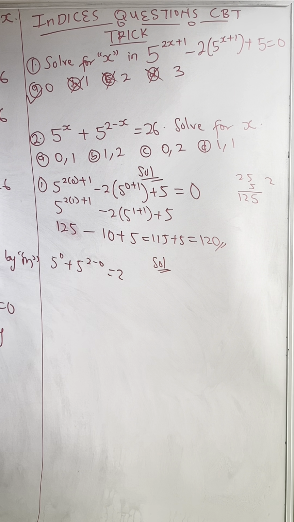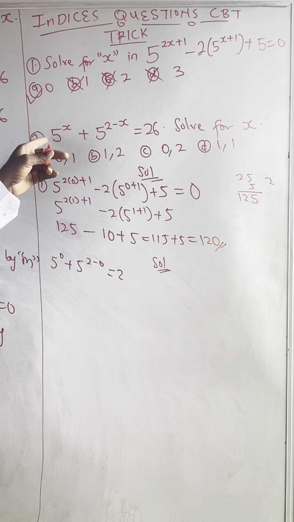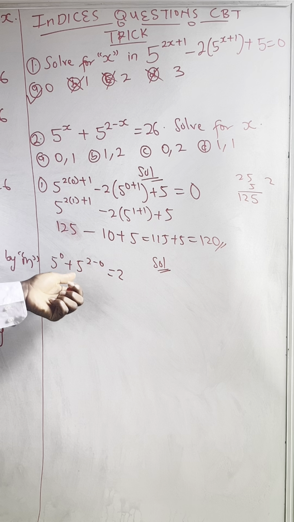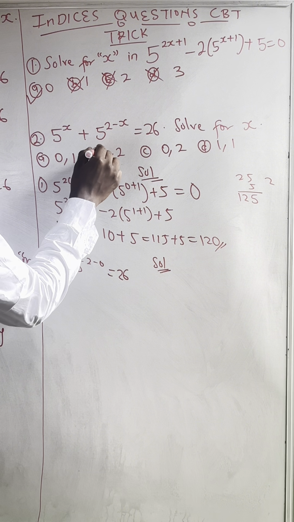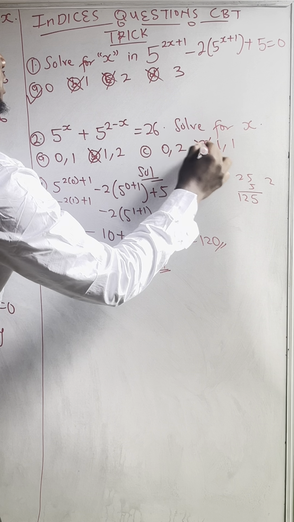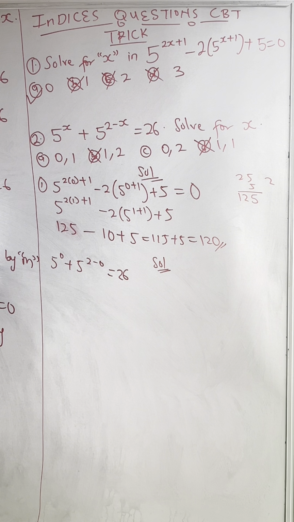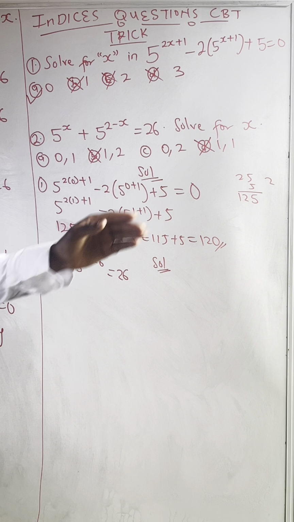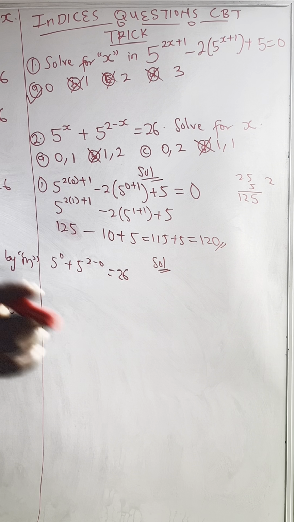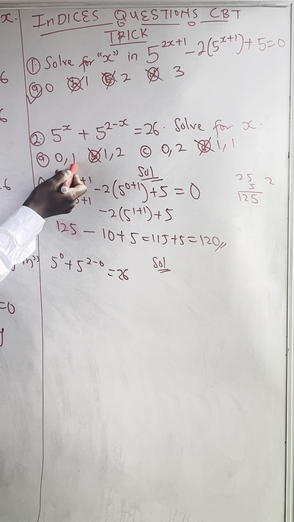This simply means that one of the values for x here is 0. Then automatically, before you continue, just delete option B and option D. Do you get that? So since you've gotten one of the values for x to be 0, this simply means that in the answer, there must be 0.